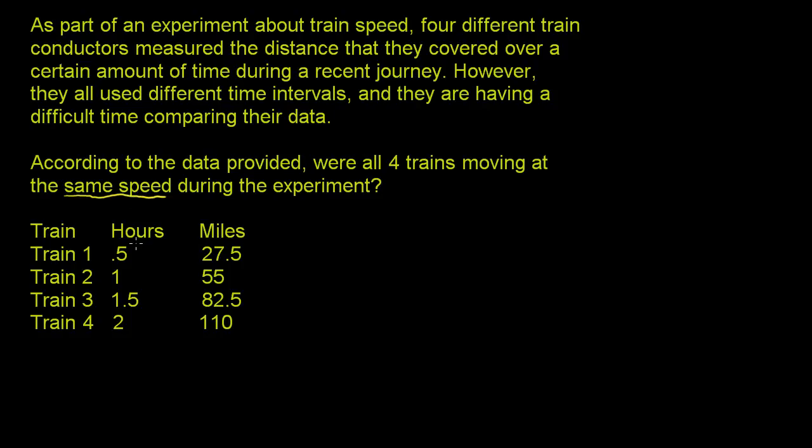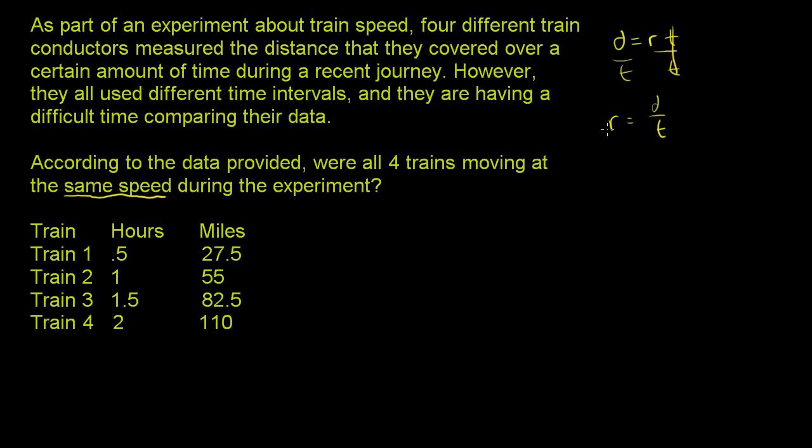So we just have to figure out what was the speed of all of these 4 trains based on how far they went in this amount of time. And just to remind us, you might already know this, but distance is equal to rate times time. If you divide both sides of this equation by time, the times cancel out, and you get rate is equal to distance divided by time.